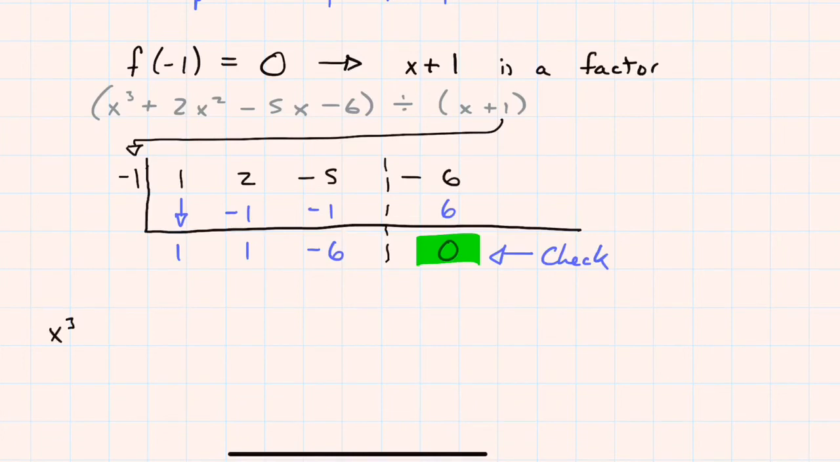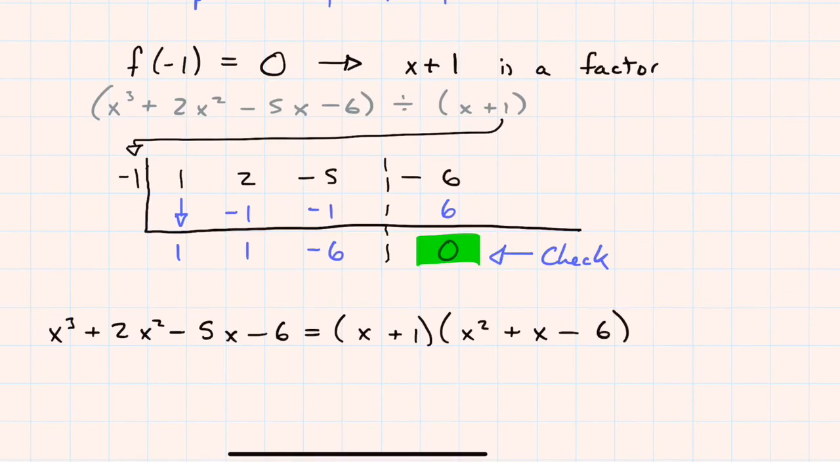All right, so what this means is that we now know that x cubed plus 2x squared minus 5x minus 6 equals x plus 1, what we divided out, times the quotient, which is x squared plus x minus 6. Just remember, because it was an x cubed divided by x, that's why I know the highest power is x squared. Now we just got to factor that quadratic and we're done.